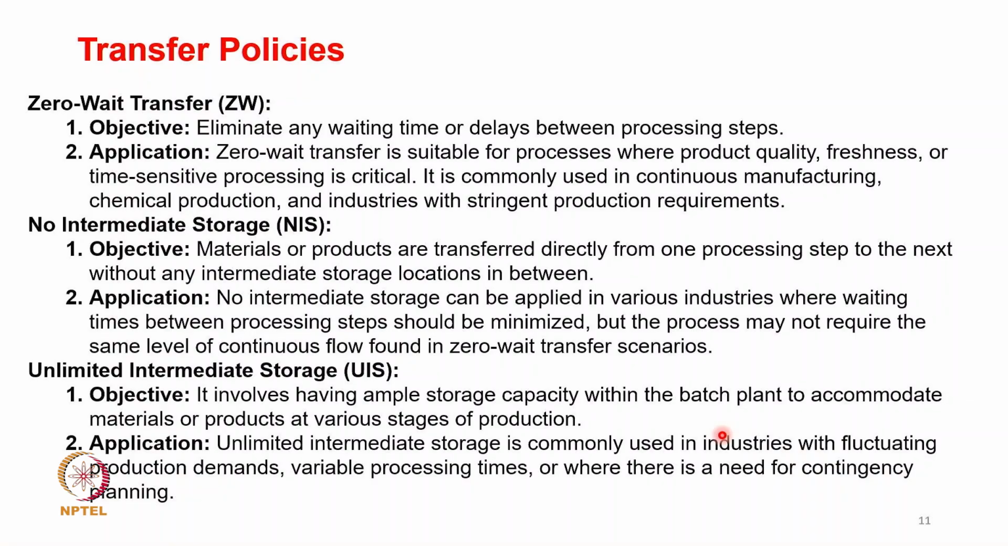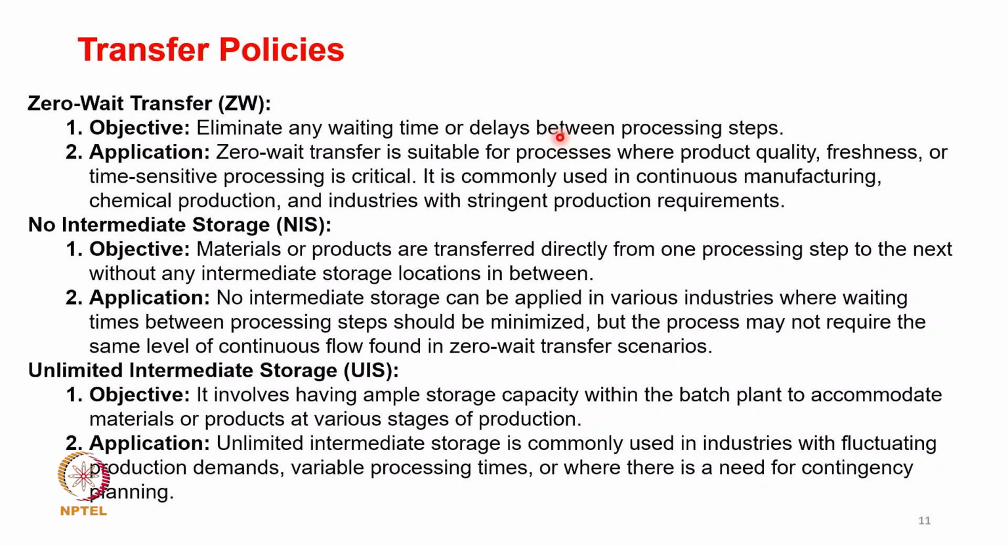The simplest one, or rather the first one, is what we call zero wait transfer, ZW. Here we eliminate any waiting time, so your stage 1 to stage 2 is immediate. Zero wait transfer is suitable for processes where the product quality or freshness is time sensitive. You don't have time to wait. The subsequent process has to be started immediately, and it is time critical. It is typically used in continuous manufacturing, because in continuous manufacturing everything is continuous and typically there is no wait involved.